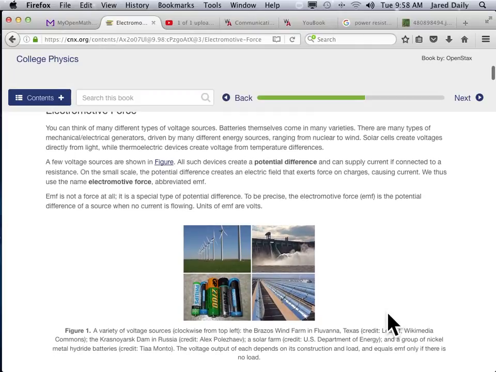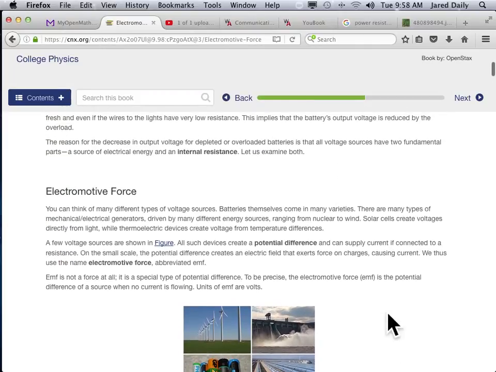So in particular, the EMF of a voltage source is the voltage when no current is flowing. If you have a 12-volt battery, for example, many 12-volt batteries are designed to have 15 volts when they're not actually driving current. But the 12 volts is supposed to be the voltage when it's being used in a normal kind of way.